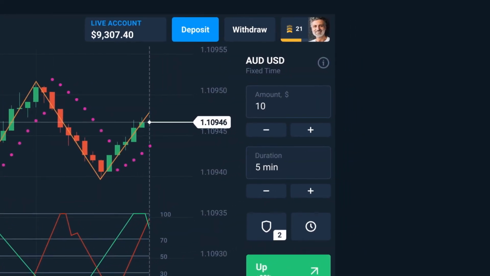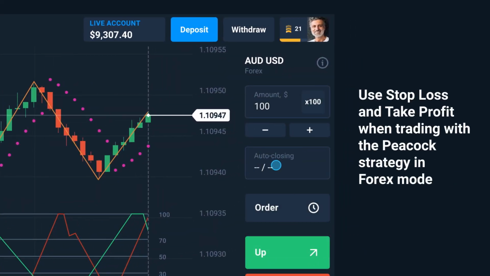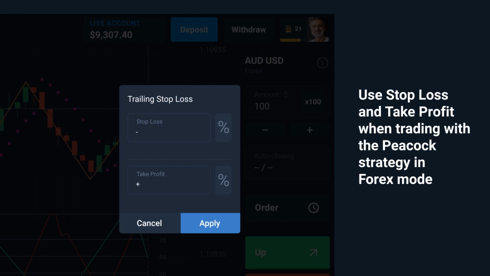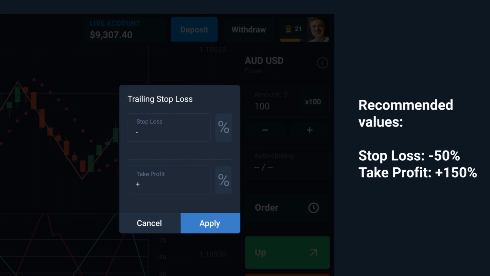Use stop loss and take profit orders when trading with the Peacock strategy in Forex mode to adjust your trades more accurately. We recommend that the stop loss is set to 50% of the trade amount, while the take profit is set to 150% of the trade amount.